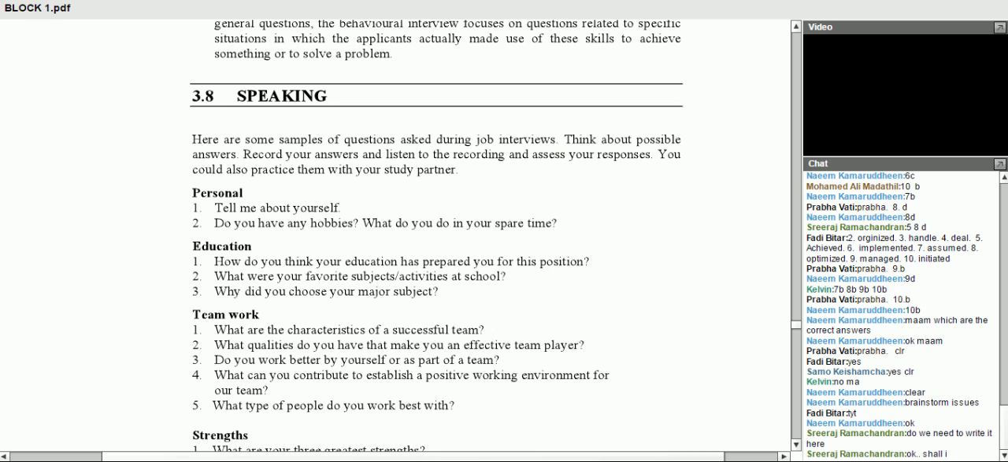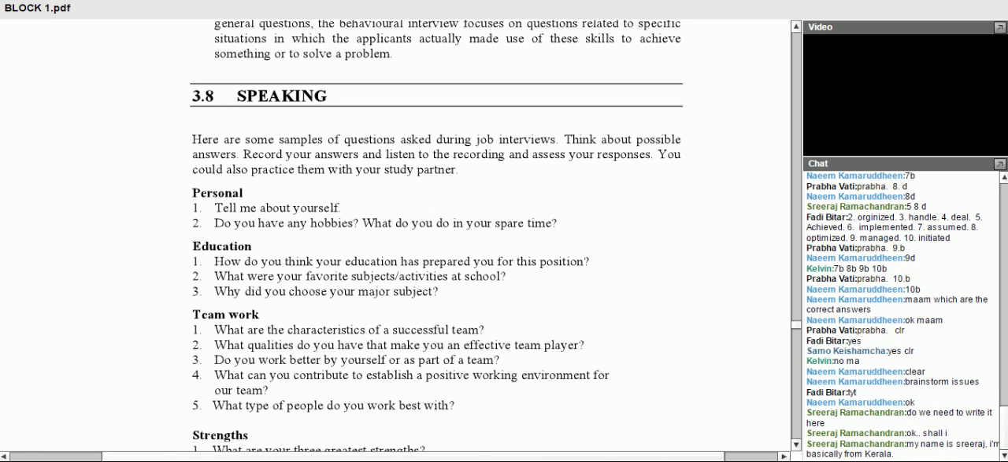Yes, please. Go ahead and write down. See, you have to write the answers as you are going to say in an interview. Suppose you are facing an interview and these questions are being asked to you. How are you going to respond in that case?